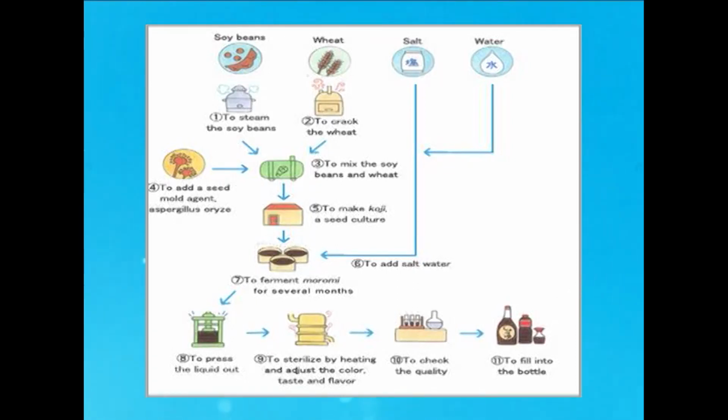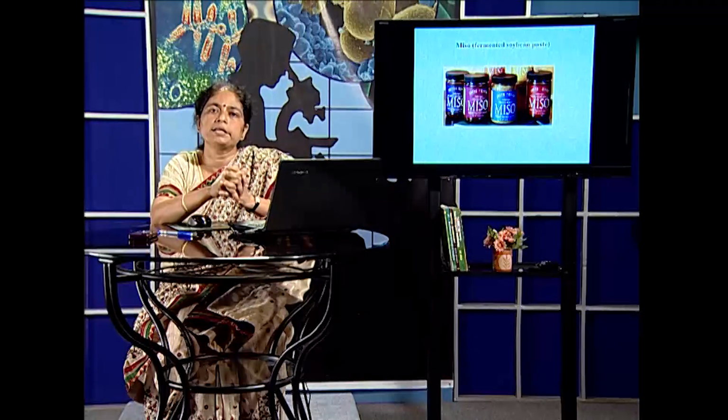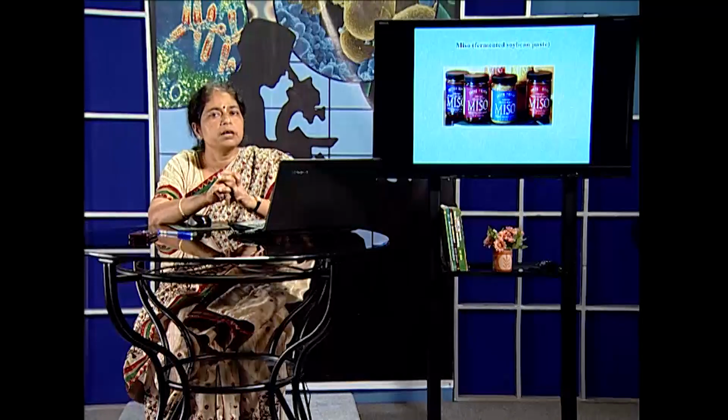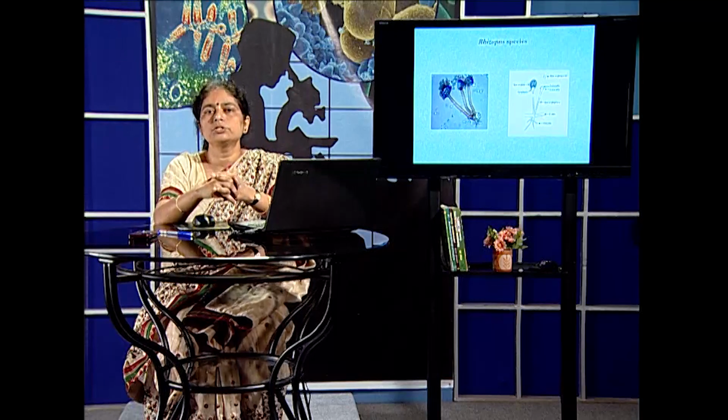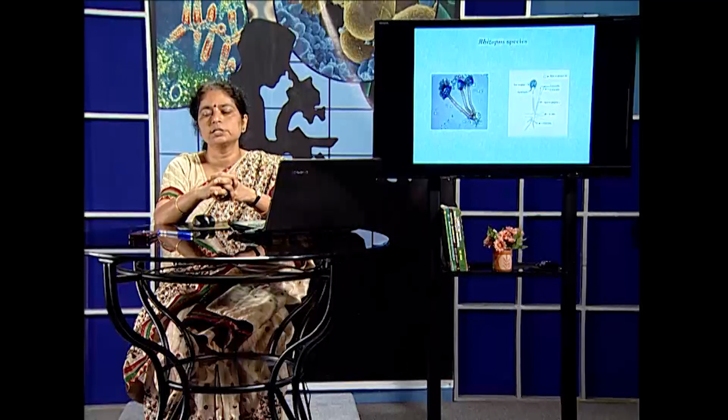So here you can see the production of soya sauce taking place on a large scale with the help of a mold which is nothing but Aspergillus oryzae. Another fermented soybean paste that is being produced in many countries of China and Japan is miso. Here again, the same organism, which is called the Aspergillus oryzae, is used for the fermentation process of the soybean seeds. Another important genus of mold is Rhizopus, which is used in the food industry.